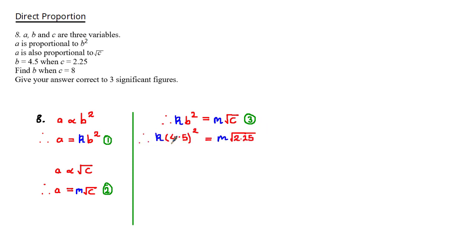We get k times 4.5 squared is equal to m root 2.25. And evaluating terms on both sides of the equation, we get 20.25k is equal to 1.5m.